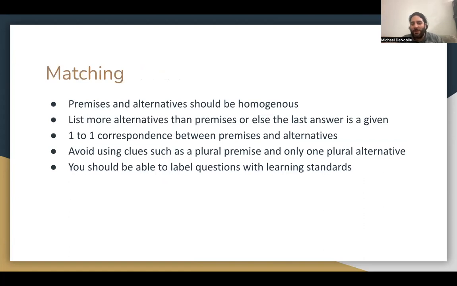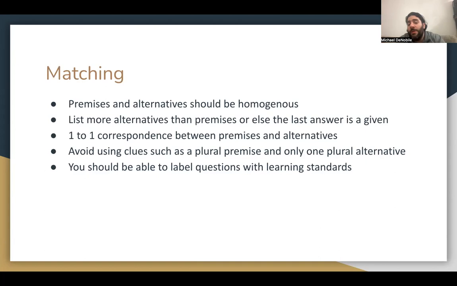Matching columns. The premise and alternatives should be homogeneous. List more alternatives than premises, or else the last answer is a given. I've always done matching columns with equal. I understand the purpose of this. Having an unequal list for the alternatives, meaning one or two more, means the students have to really think about what that last answer is instead of being like, well, I got one more left. This has to be it.